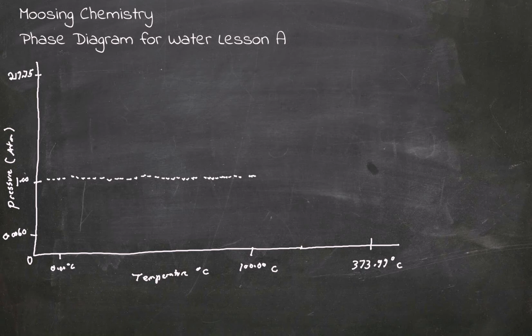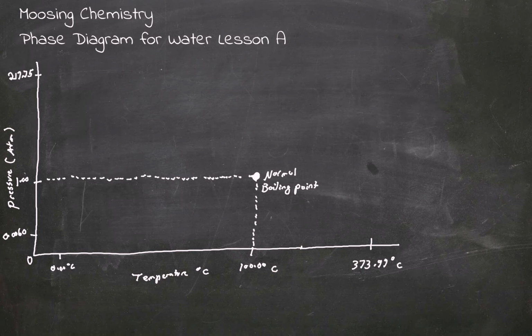Again, different substances have different phase diagrams. Now we're talking about water here, and this right here, at 1 ATM at 100 degrees Celsius, is called the normal boiling point. So normally at 1 ATM at 100 degrees Celsius, water, the bonds break and it begins to boil.